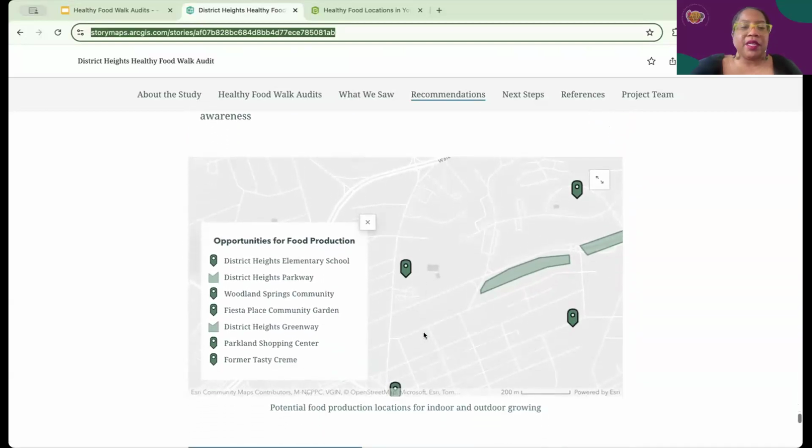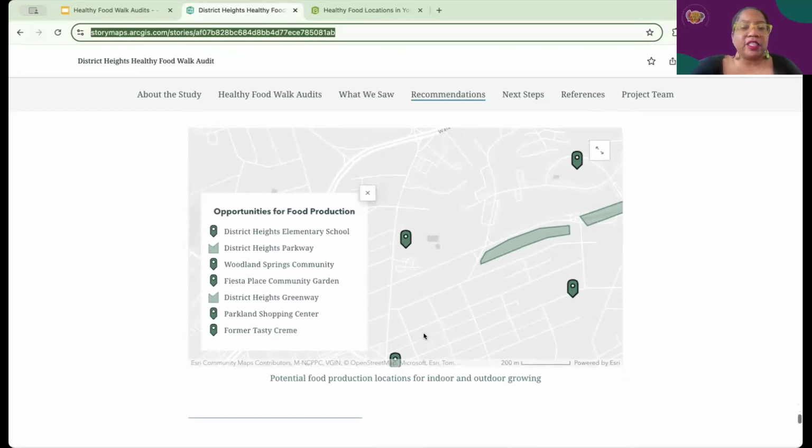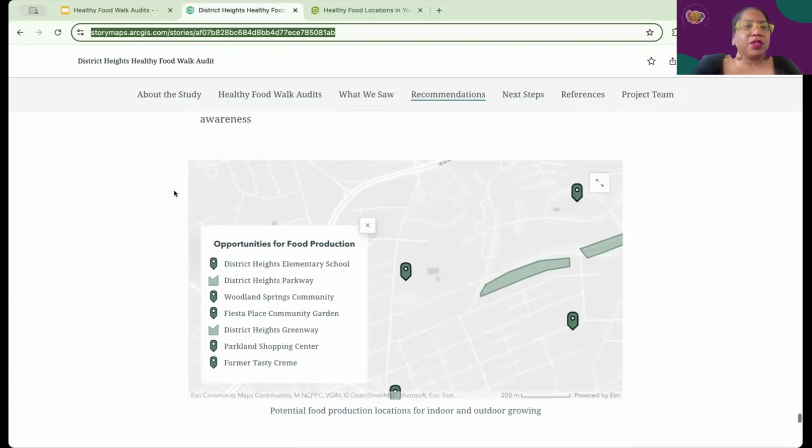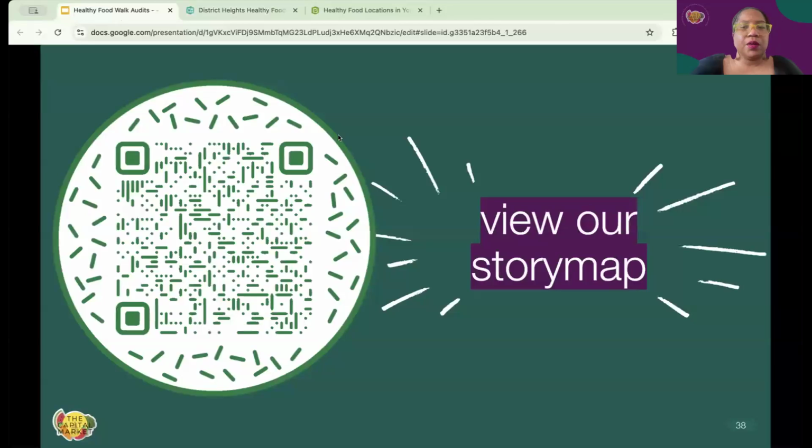We also mapped in opportunities for local food production for the community, looking at, of course, elementary schools, the greenway that I mentioned earlier, senior centers, and then other vacant spaces as well. And then with just next steps and references to support them.